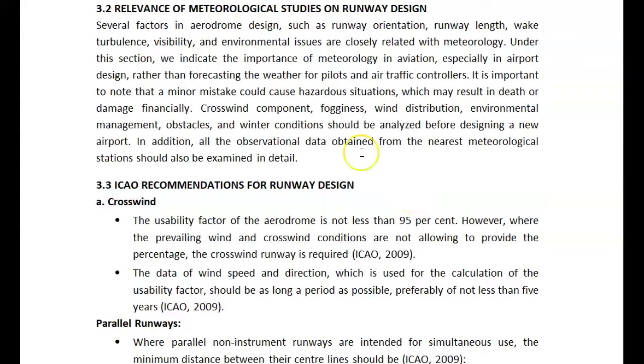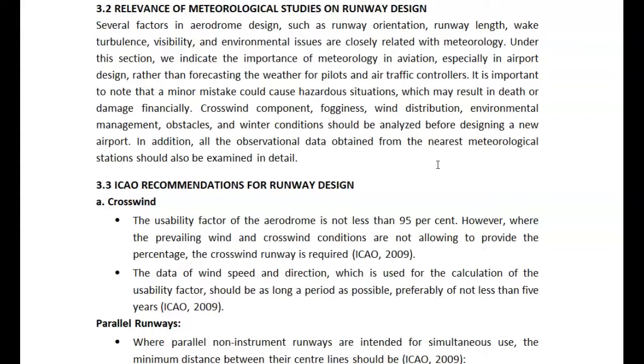For the crosswind, a usability factor of the aerodrome should be not less than 95%. However, where the prevailing wind and crosswind conditions do not allow providing this percentage, a crosswind runway is required. So most times the wind should permit the runway to be used by the aircraft 95% of the year, or where it is not possible to obtain such from meteorological studies, then a provision should be made for the crosswind runway.